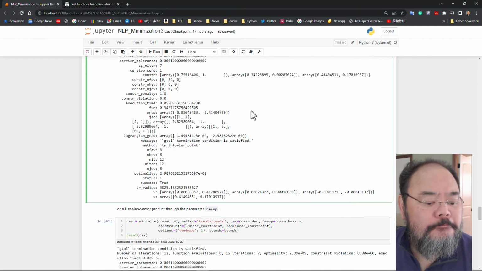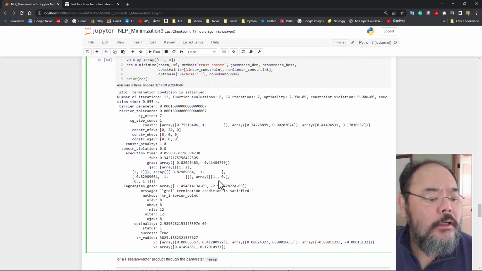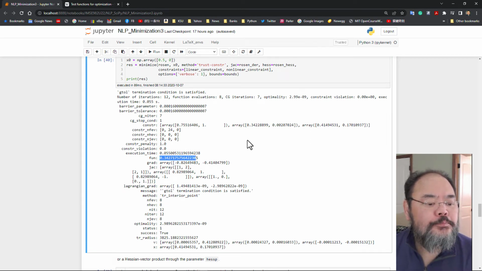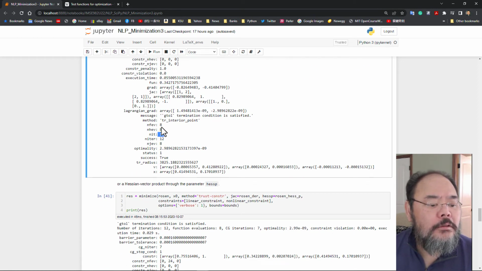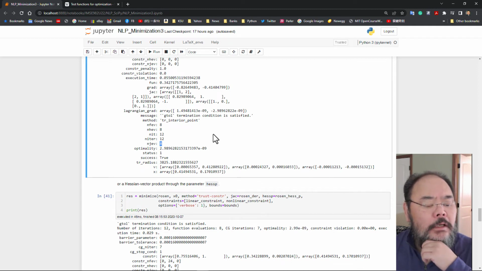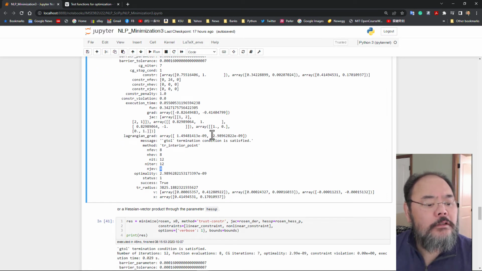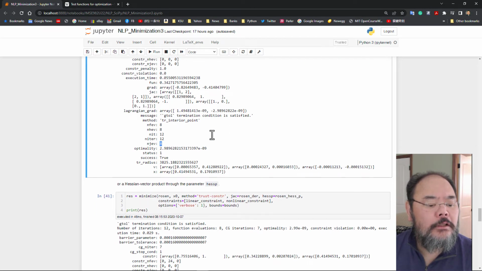So we can solve this problem, and it gives us a solution, 0.4149 and 0.17, and the objective function equals 0.3427. It takes about 12 iterations, only 8 function evaluations, 8 Jacobian evaluations, and so on. Here I didn't give any tolerances on the constraints for the equality and inequality constraints. And this is the trust region radius. We practically didn't use the trust region since we probably don't need it for this case.